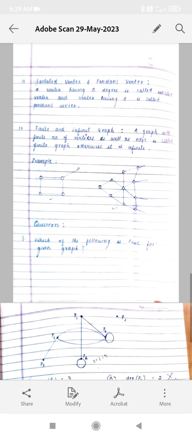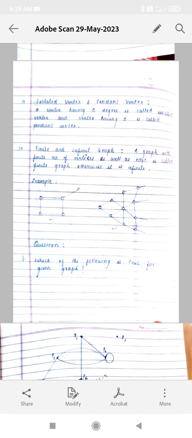Now coming on to isolated vertex and pendant vertex. A vertex having 0 degree is called an isolated vertex and a vertex having 1 degree is called a pendant vertex. Finite and infinite graph. A graph with a finite number of vertices as well as edges is called a finite graph, otherwise it is called an infinite graph. As you can see, the first one is a finite graph and the other one is an infinite graph, as in the first one there are a finite number of vertices and in the second one there are infinite vertices.